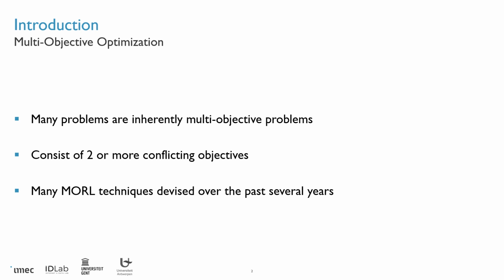Many problems are inherently multi-objective problems. A multi-objective problem is a problem that consists of two or more objectives that can't be optimized concurrently. As an example, think of a corporation trying to maximize its profits while also minimizing its environmental impact. In order to deal with these problems, many multi-objective reinforcement learning techniques have been devised over the last several years.